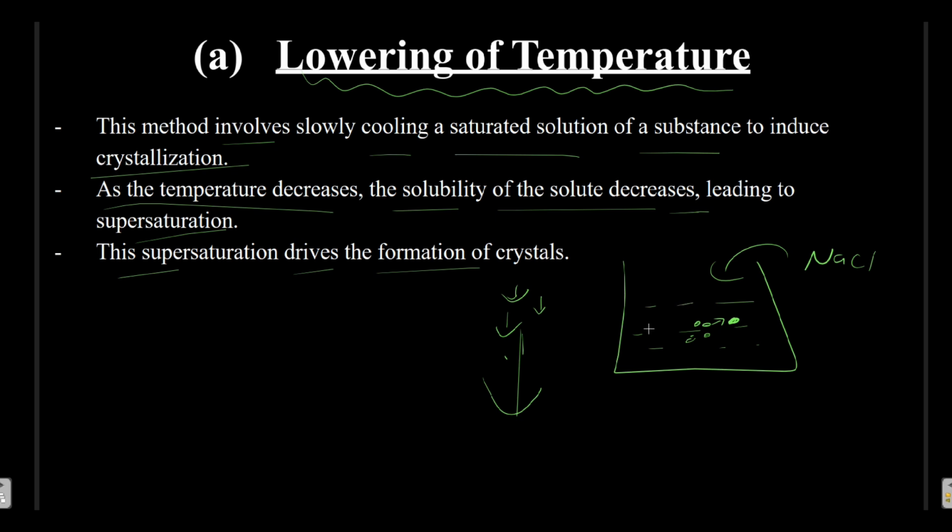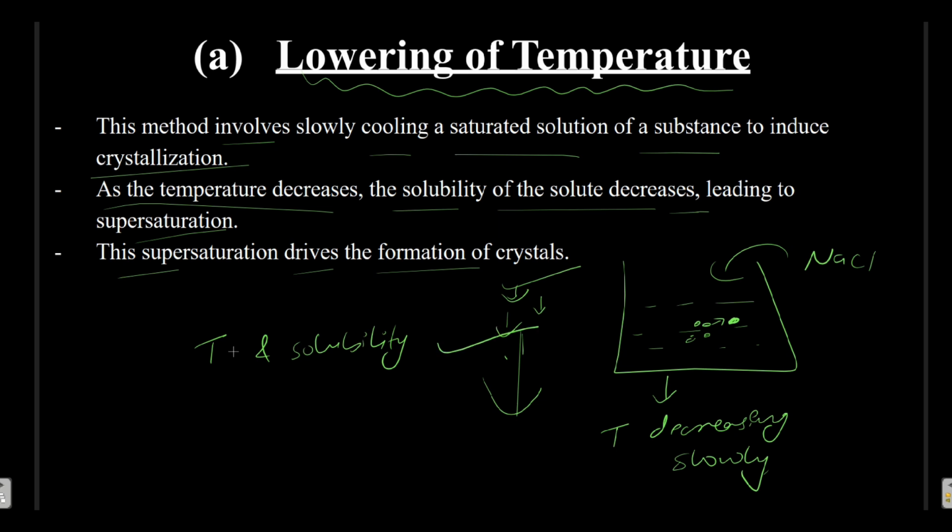Okay, this is the case. The temperature should be decreased slowly. This supersaturation drives the formation of crystals. So the only condition is that the temperature is decreased slowly, because temperature and solubility are interconnected, right? If temperature increases, solubility increases. If temperature decreases, solubility decreases, and as a result of that, slow cooling will help to maintain the supersaturation.